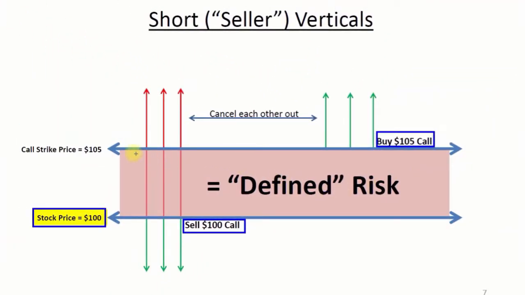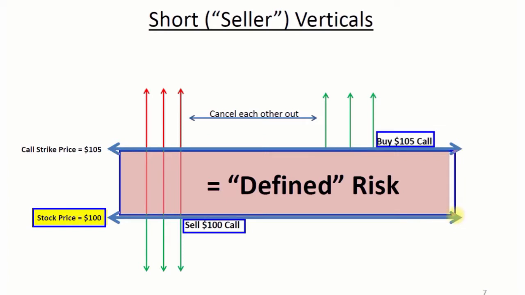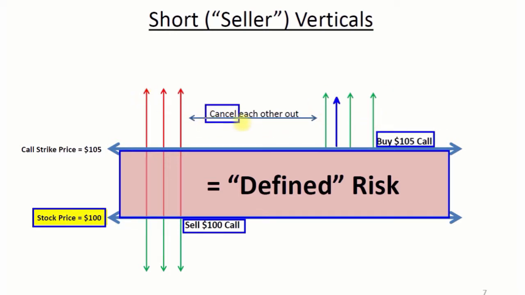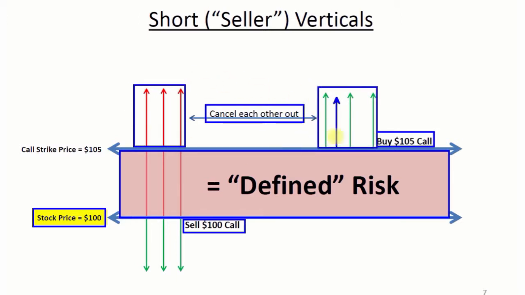So what does that do? You see this area here called defined risk. So how does that work? Well, remember, if it goes below 100, we make money. Anything above 100, we start to lose money. But if we also buy the 105 call, when you buy a call, what do you want to happen? You want the stock price to go up. So you can see here from these green arrows that anything above 105, we start making money. Okay? So what happens is these actually cancel each other out from 105 up. Everything we lose on the sold call right here, we make on the bought call right here. So this whole area is a wash.